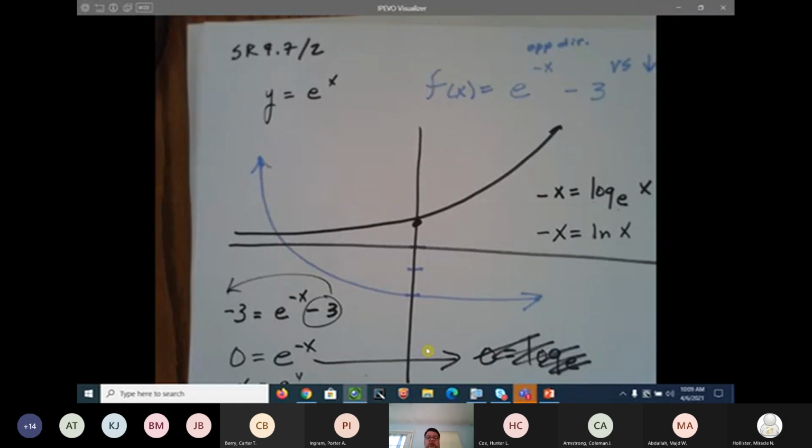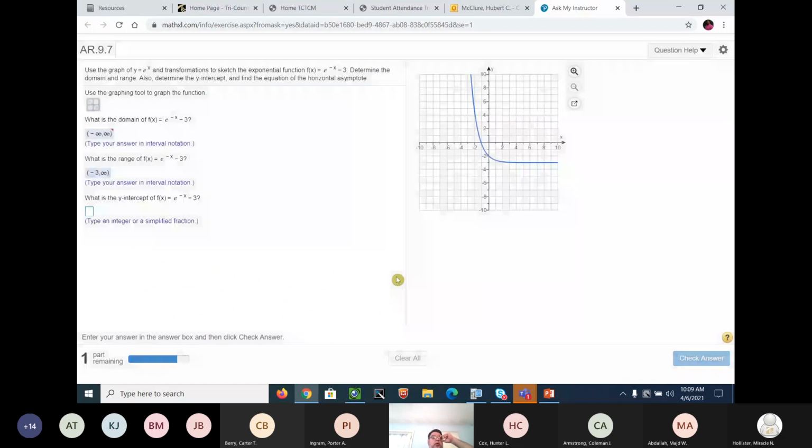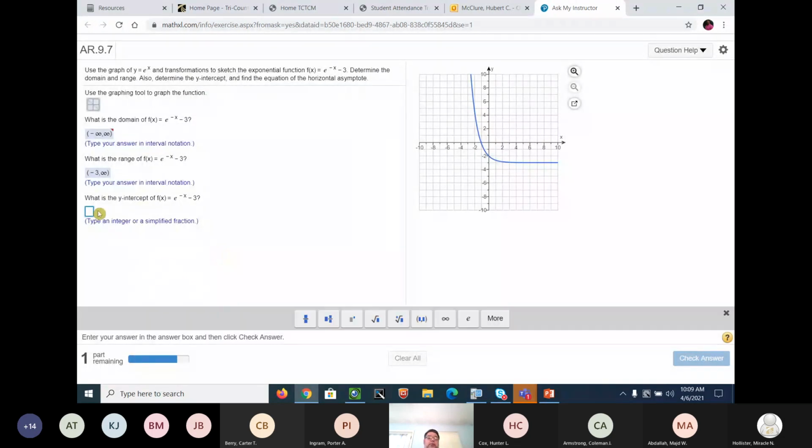So I would say it's non-inclusive. So -3, we'll go with -3 to infinity. I hope that's right. Okay. What's the y-intercept? -2. We see that right there because it's 3 steps down.